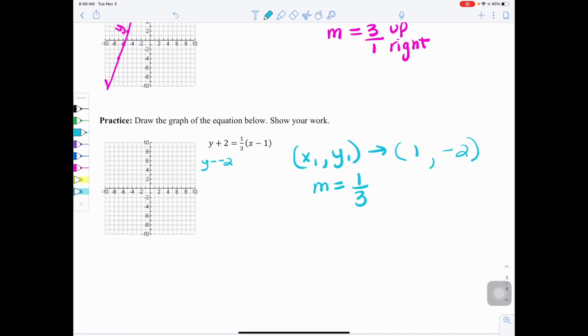Using rise over run, the number on top is a positive 1, so I'd go up 1 and to the right 3. So I'll start by plotting 1, -2. Then I will follow my slope, up 1 to the right 3, up 1 to the right 3. Again, if I run out of space, I can go down 1 and to the left 3, down 1 and to the left 3. Connect arrows and then label it with the original equation. And that concludes your lesson on graphing in slope-intercept form.